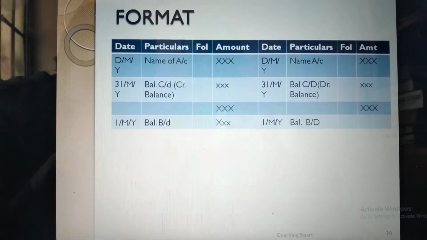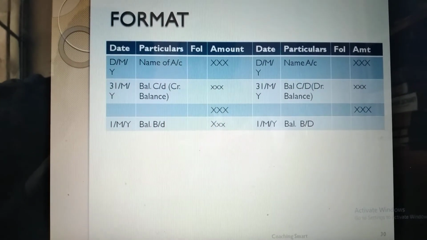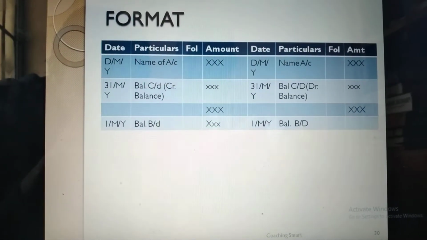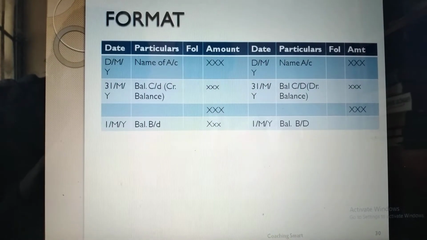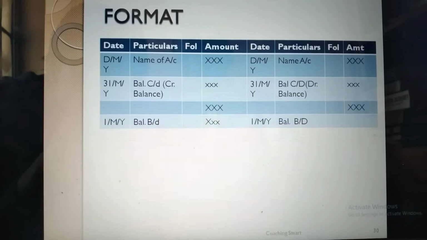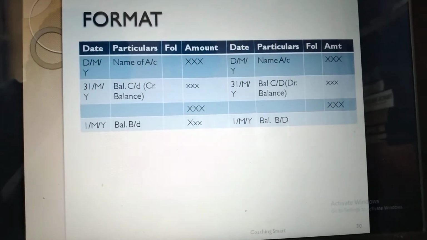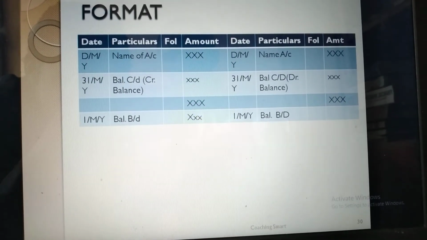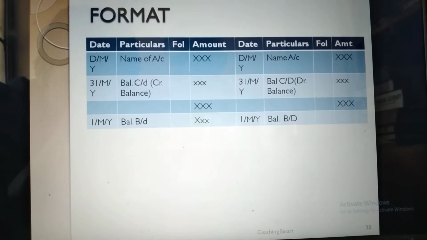Now we are in the formatting perspective. So in the format, that is the format of the ledger, we'll give the name of the account. In the debit side, we have date, particulars, folio, amount. In the credit side, we have date, particulars, folio, amount. So anytime you're entering or posting a transaction, you give the date, you give the name of the account, and then give the amount.